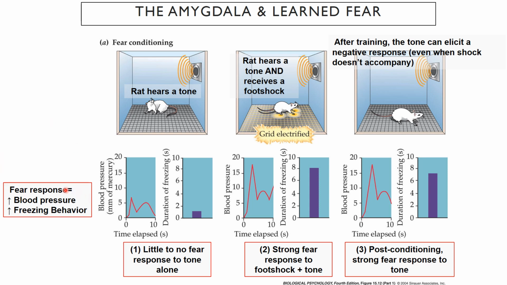So a fear response in a rat is going to include an increase in blood pressure and an increase in freezing behavior. So a rat that is scared is going to freeze. He's not going to move around because a rat that's moving around will be easily seen by a potential predator and be snatched up and eaten. So freezing allows them to blend in with the background a little bit, and they're just not going to be seen as likely. So that is the typical rat fear response.